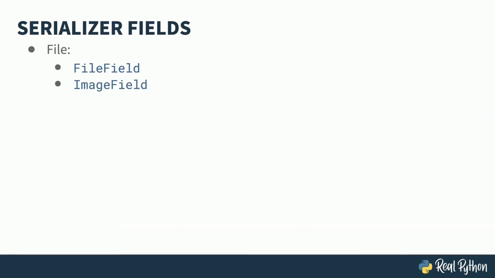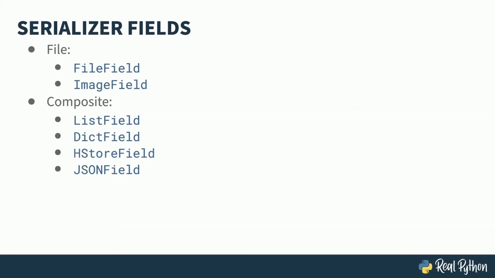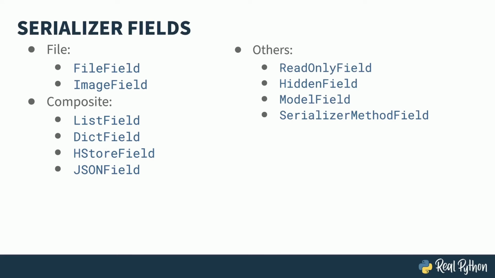There are fields for uploaded files, composite fields which hold groupings of other things like dictionaries or nested JSON, and specialty fields like read-only and hidden for your forms, or the serializer method field, which is a special field that is read-only that gets mapped to a method inside of the serializer. Every time the field is serialized, that method gets called, which allows you to run arbitrary code anytime serialization happens.